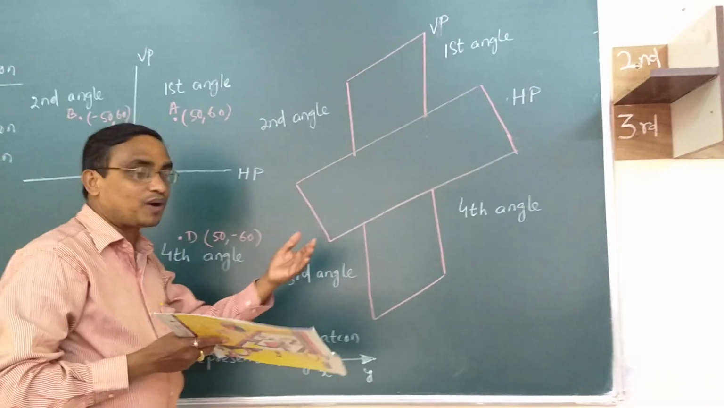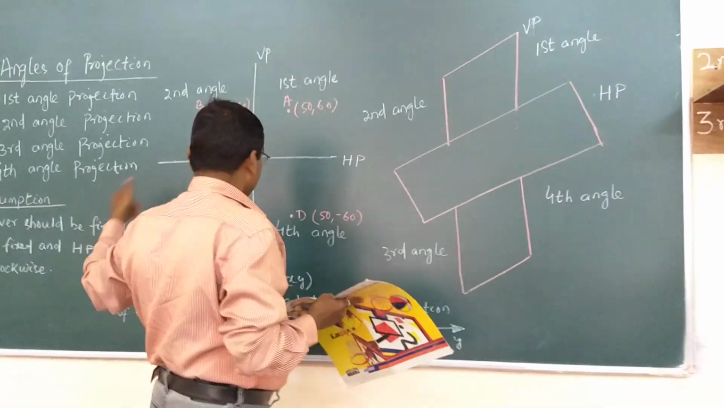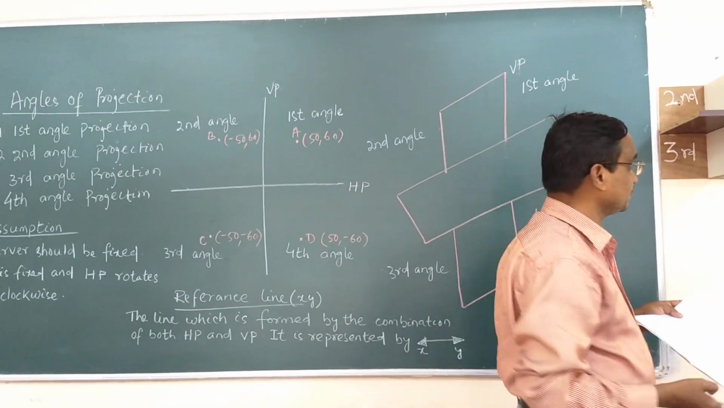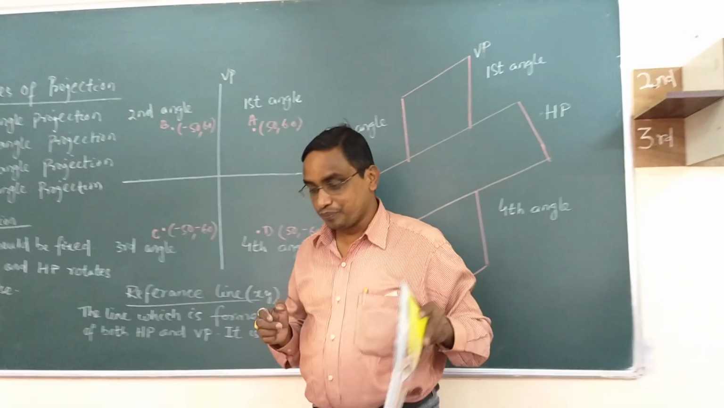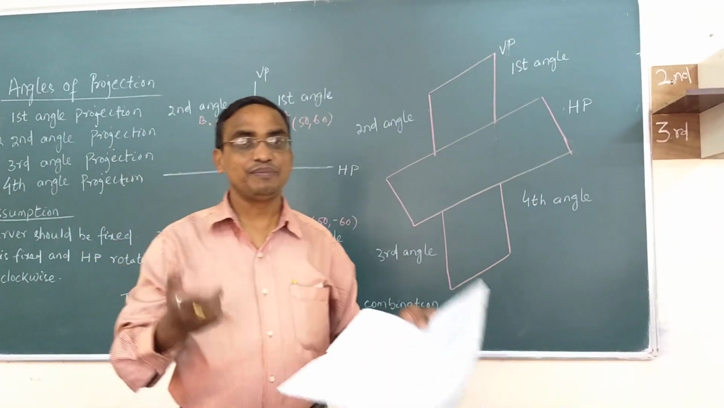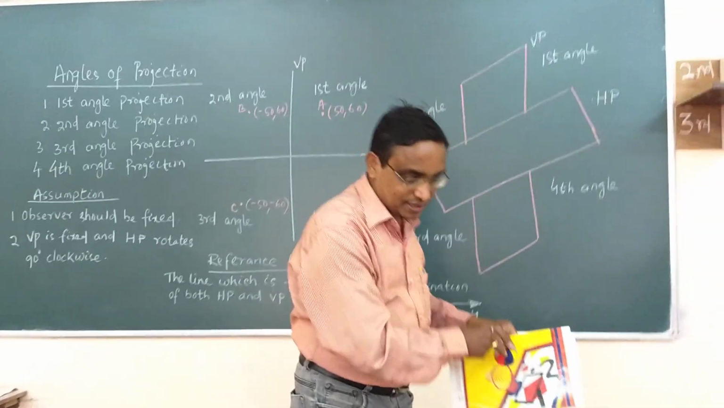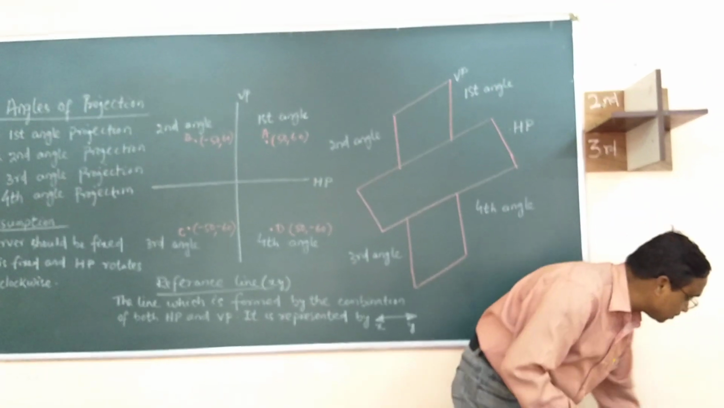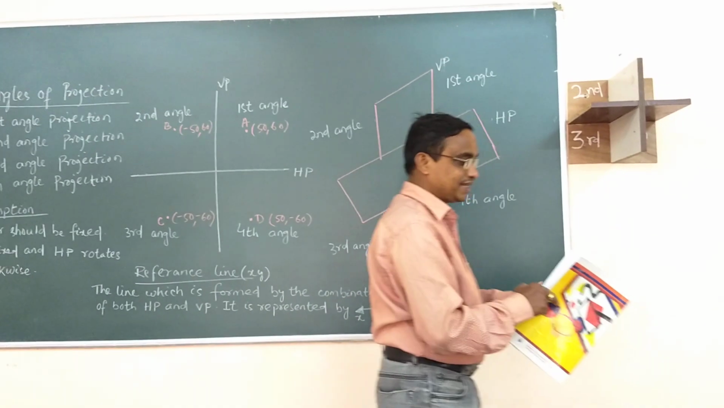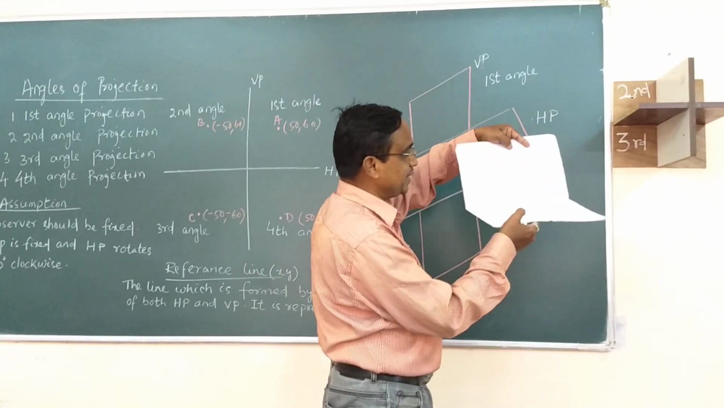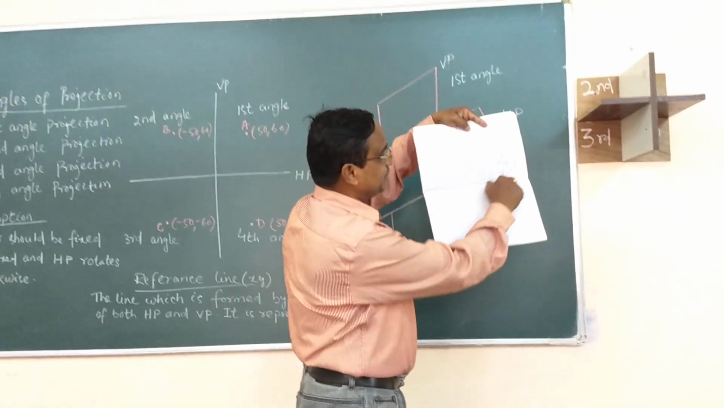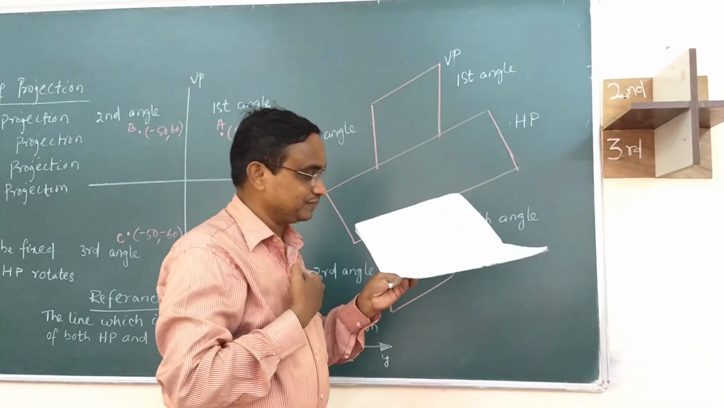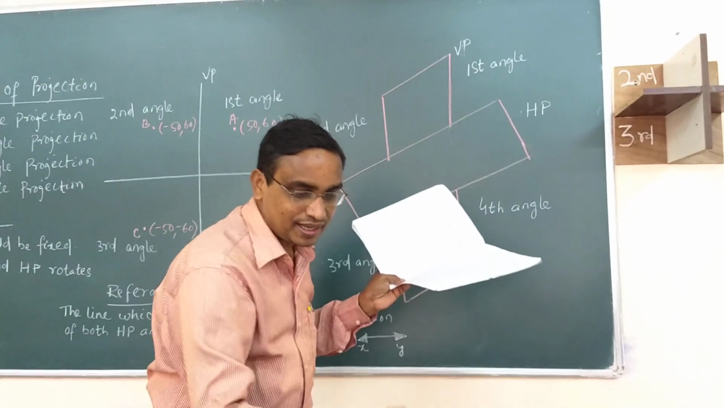Now briefly we will discuss the first angle, second angle, third angle and fourth angle. Now come to first angle projection. What are the positions of different elements? Just mark, this is the HP, this is VP, the straight line which is formed is your reference line XY. I am the observer, this is the POP and this is the object.